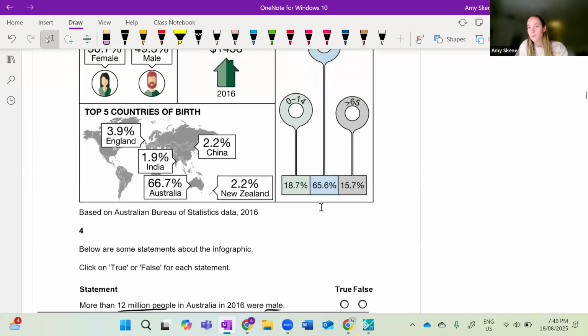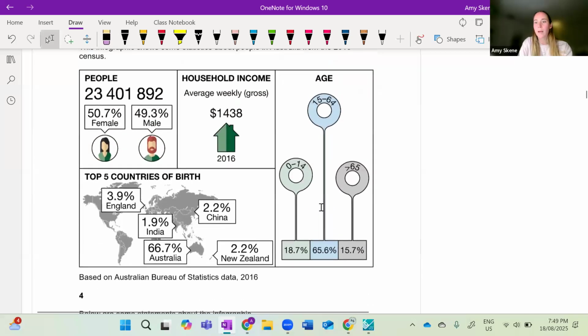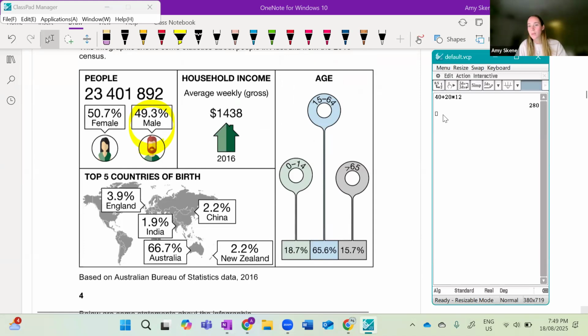So I'm going to scan for the part where we've got female, male. I've spotted it here. 49.3% of people were male. So it says more than 12 million. We'll just do the maths here. To be able to multiply and calculate the number of people, we've got that percentage and we need it in a decimal. So if you're not sure how to do that, you've got 49.3. To get it back into a decimal form, you divide by 100. It's going to give you a fraction. I'm going to put it as a decimal.